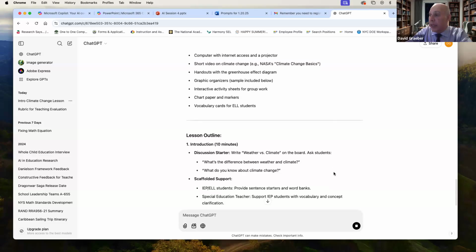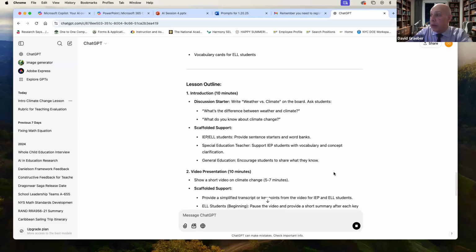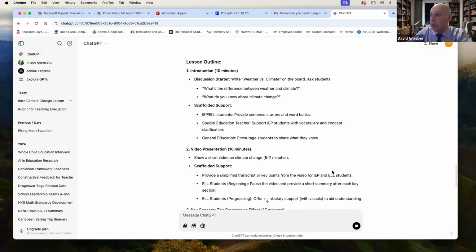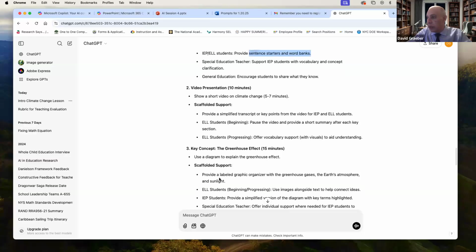Okay, it's starting to kick the lesson back. Oh, wow, look at this. So there's the scaffolded support, provide sentence starters and word banks. I immediately know I'm going to want some of those, right? So I'm going to dig deeper. Let's see, we'll just keep looking. Okay, I have the diagrams up above.